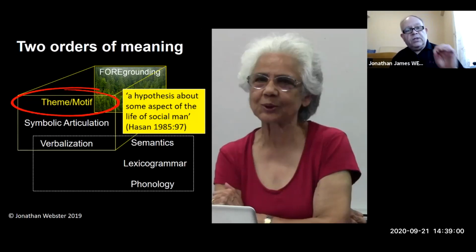And so what you're doing is foregrounding, a kind of symbolic articulation in which you are creating, in that piece of verbal art, an extended metaphor that is expressing a hypothesis on the part of the writer, the poet, the dramatist, the novelist, about some aspect of the life of social man. That is its deeper meaning. That is the second order of meaning.